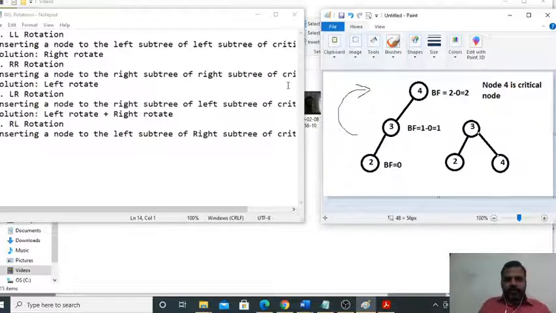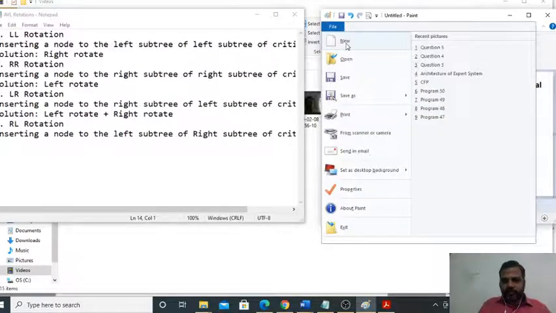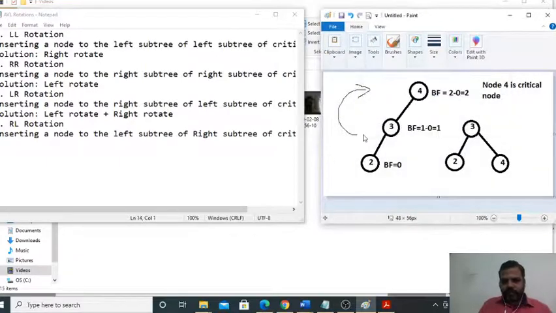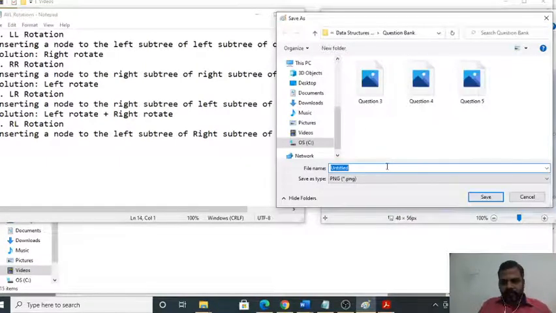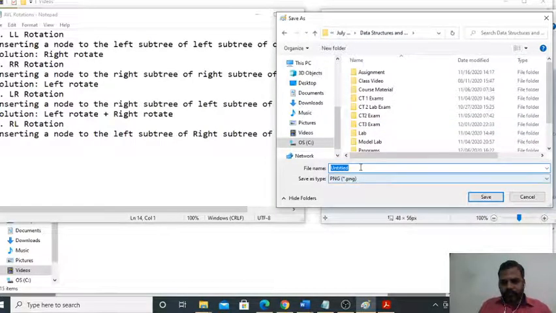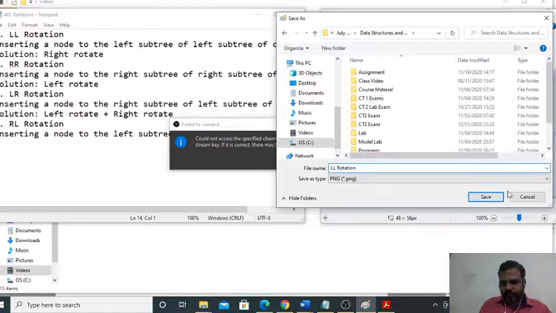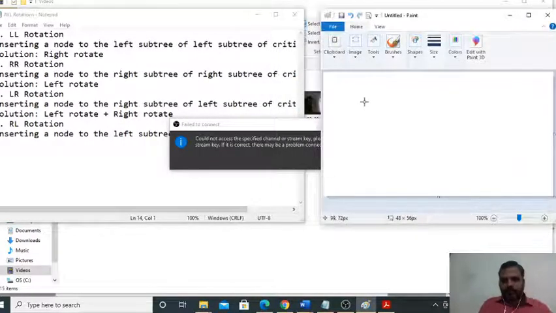Now coming to RR rotation. RR rotation occurs when you add a new node to the right subtree of the right subtree of the critical node. The solution is that by doing one left rotation we can avoid the imbalance in the tree.